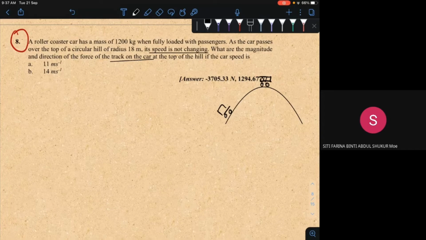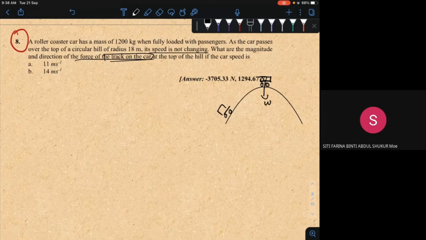Okay, so you're going to have weight acting on the car. So the question asks for the direction of the force of the track on the car. The force of the track on the car is basically the normal force.